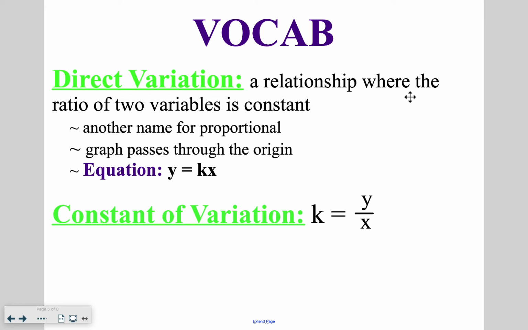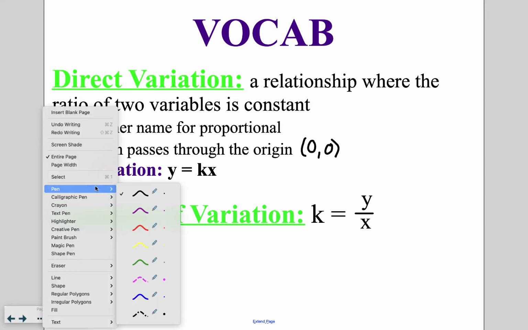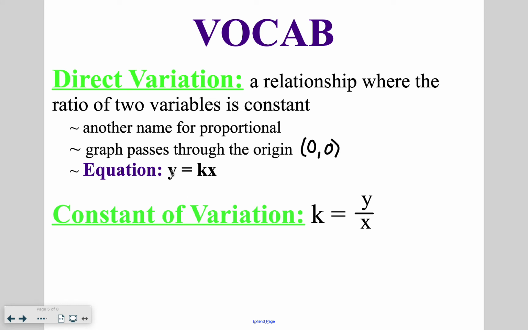This is taking the idea of proportional and turning it into an equation format. So direct variation is what we call the equation version of proportional relationships. Once again, it has to pass through that origin. It's going to touch the point (0, 0) because it is a proportional relationship. And our key here now is the equation, which is going to be in the format y equals kx.